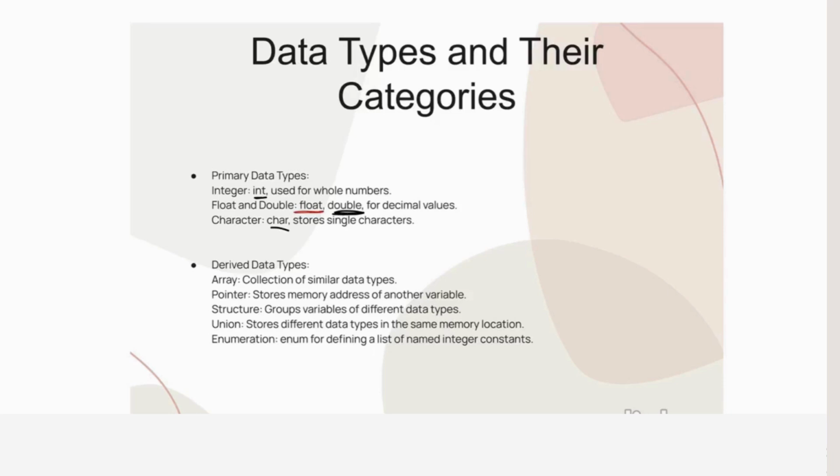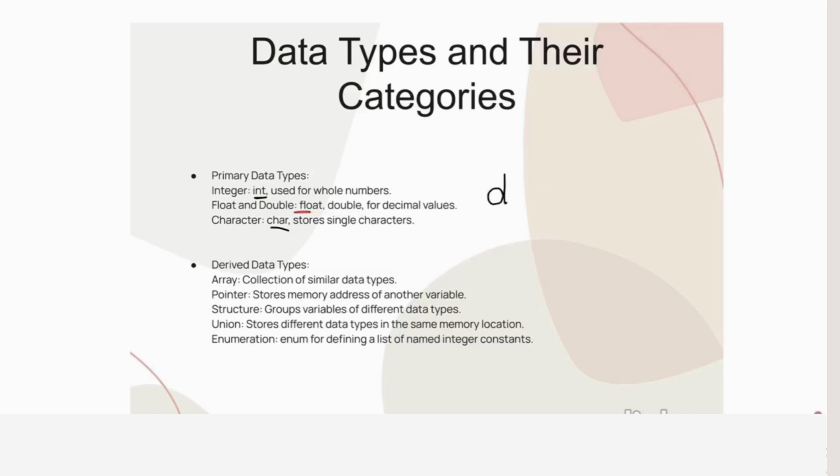Let us take very basic examples here. int i equals to 10. So this is an integer variable i which is holding the value 10. If I say float, I can say float pi equals to 3.14. It is storing a pi value of 3.14 in the floating point variable pi.